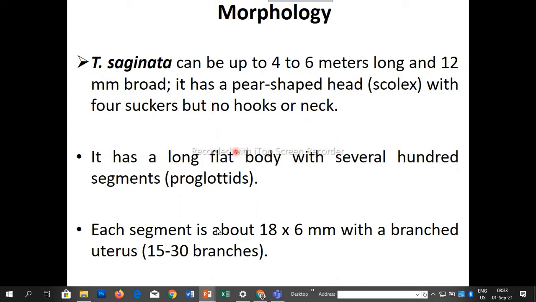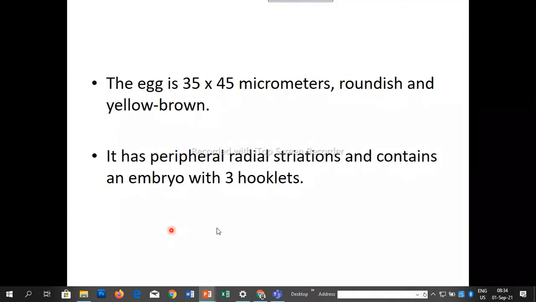It has a long flat body with several hundred segments, we call them proglottides. Each segment is about 18 millimeters with a branched uterus. It means that the proglottid is a single segment which may have several eggs. And when the proglottid is gravid, it contains mature eggs, it will detach, it will be removed from the main parasite and will be eliminated in feces.